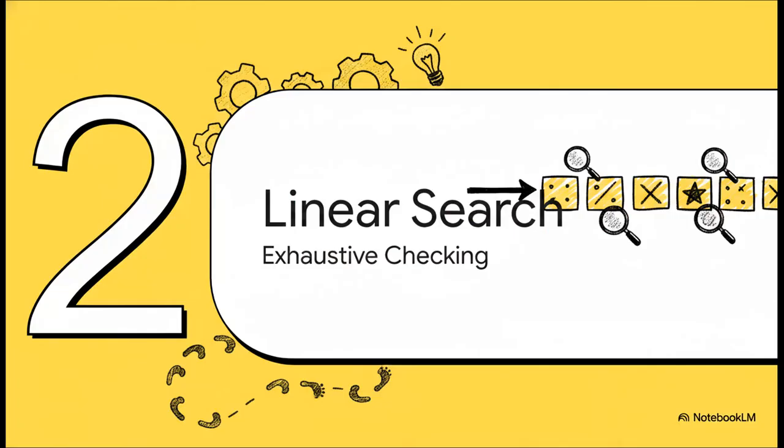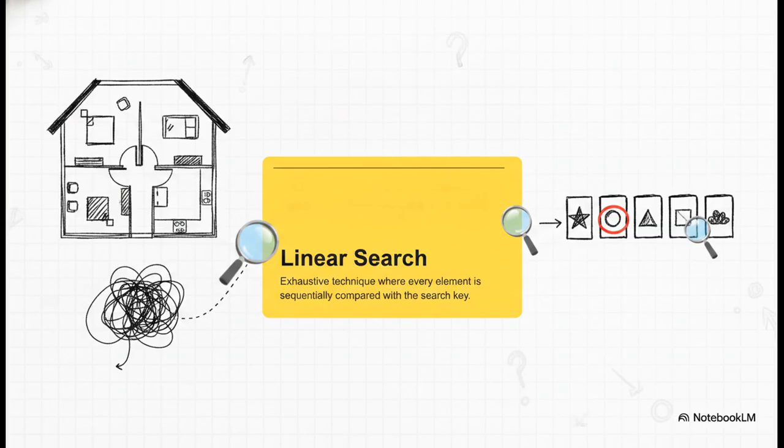So our first stop on this journey is the most fundamental method out there. Part two, linear search, which is all about exhaustive checking. The crucial thing to remember here is that a linear search is exactly like checking every single item in your house, one by one, until you finally find those keys. It's literally the absolute simplest way to search.